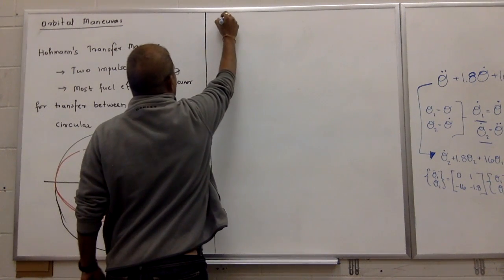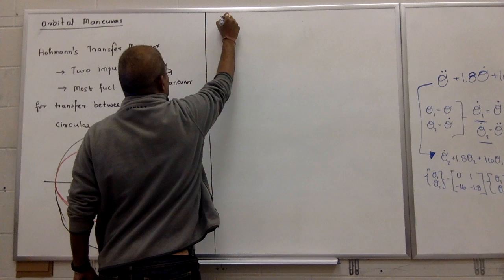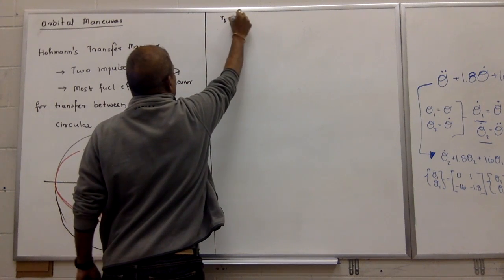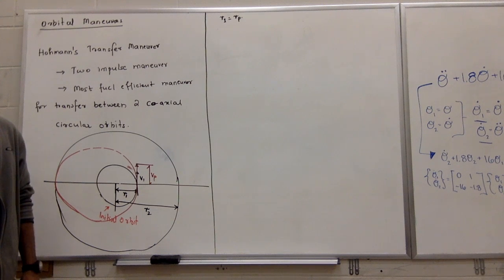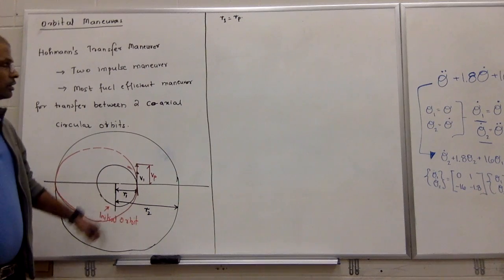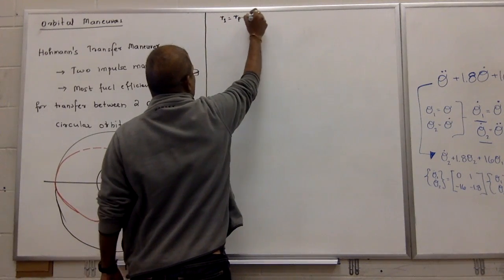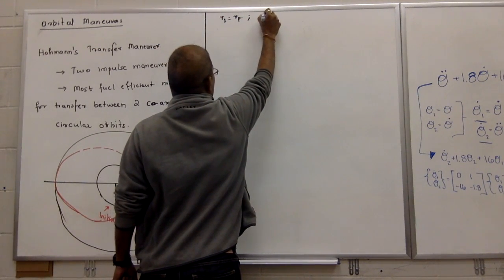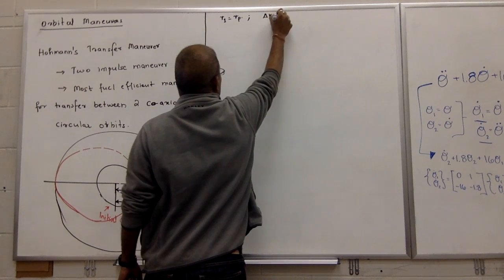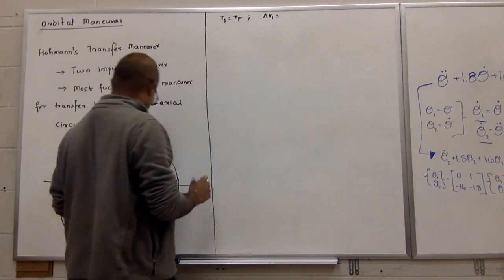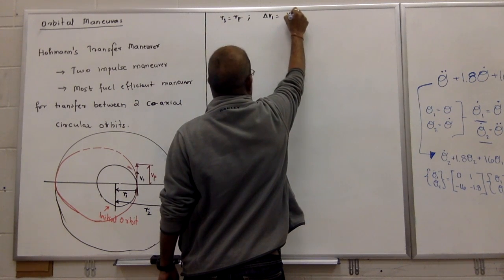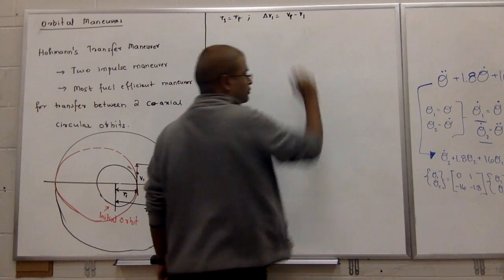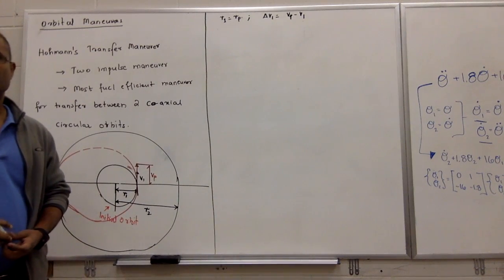See if this makes sense. R1 is equal to RT. Does that make sense? Yes. Delta V1 is what? VP minus V1. VP minus V1, yes. That makes sense?